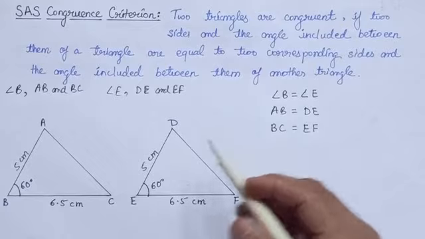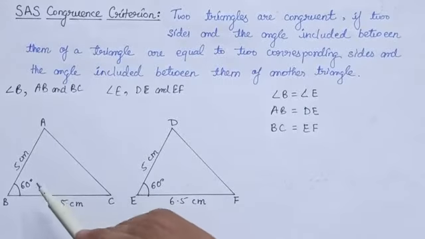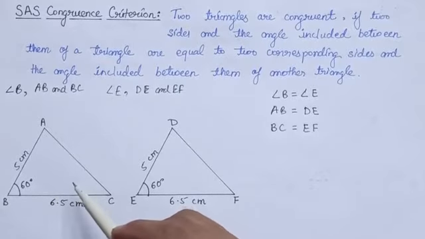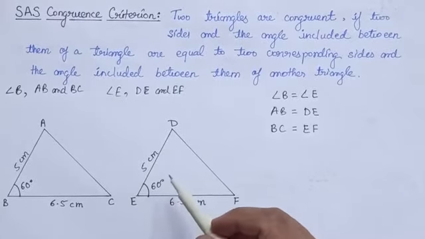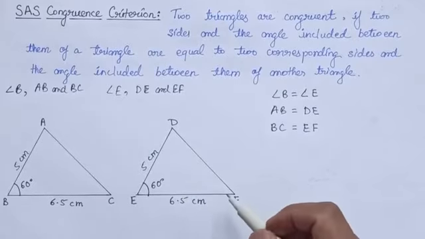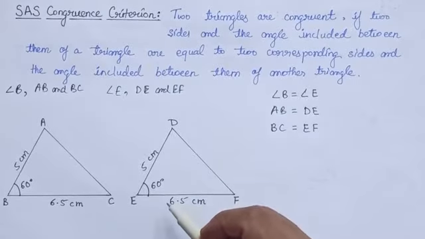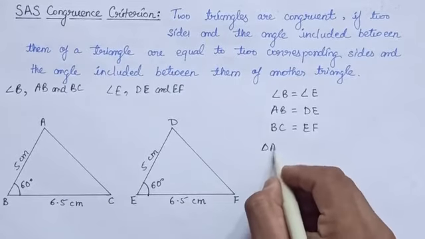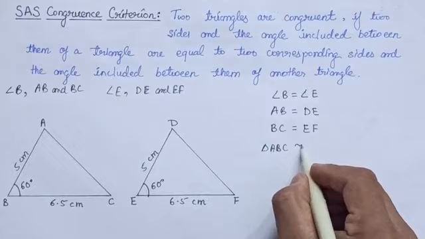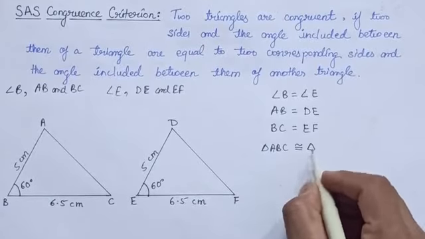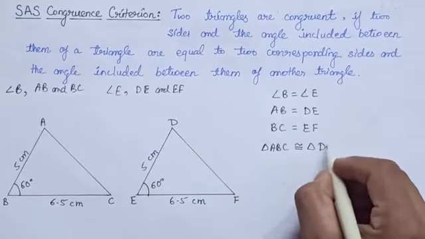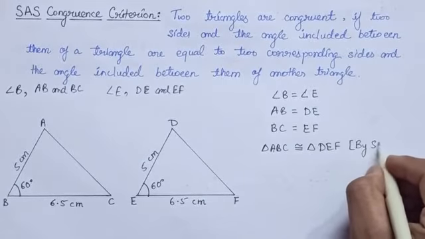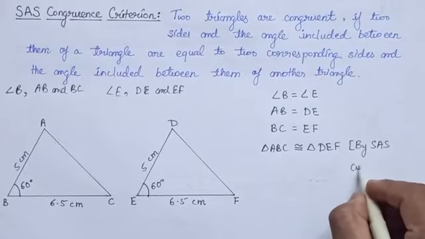So it is clear that in these two triangles, the two sides and the angle included between them of one triangle are equal to the corresponding two sides and the angle included between them. Hence we can say these two triangles are congruent, that is triangle ABC is congruent to triangle DEF by SAS congruence.